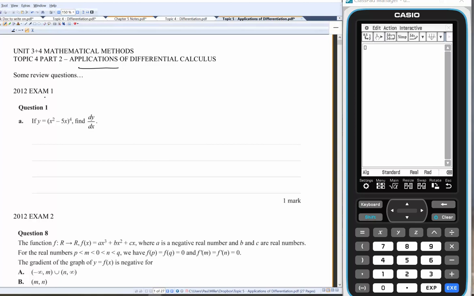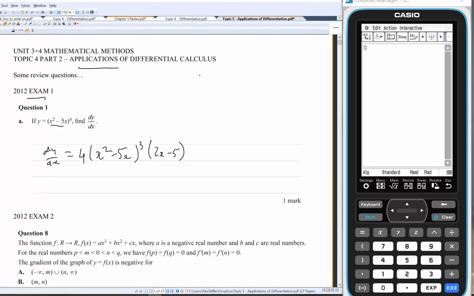So just a couple of warm-up questions here. This is 2012 exam 1. This is straight up dy dx of chain rule. So we'll just say dy dx equals, and don't be scared to do this using a u substitution, but I think I can do this one by sight. That's 4(x squared take 5x) to the 3 multiplied by the inside's derivative, which is 2x take 5. And nothing else to be done with that. That's just 1 mark already.